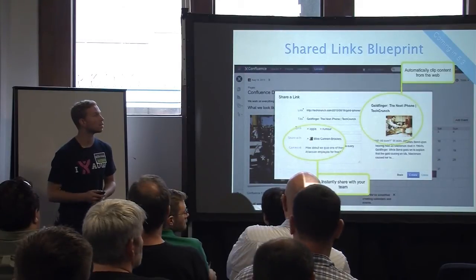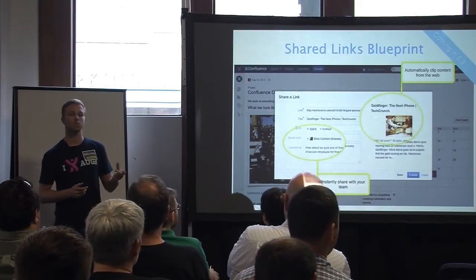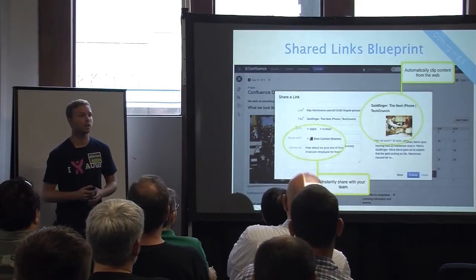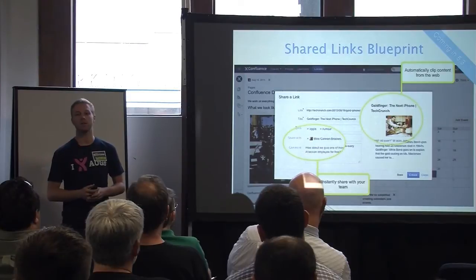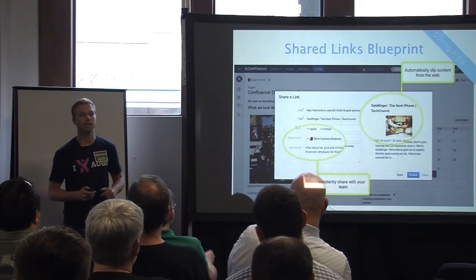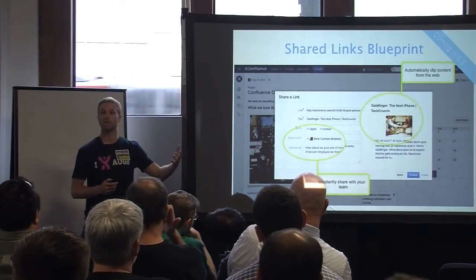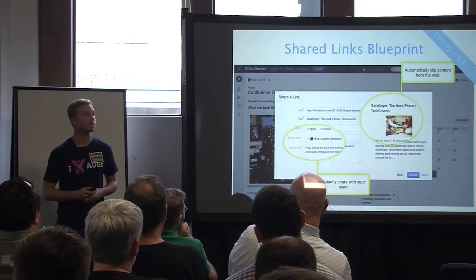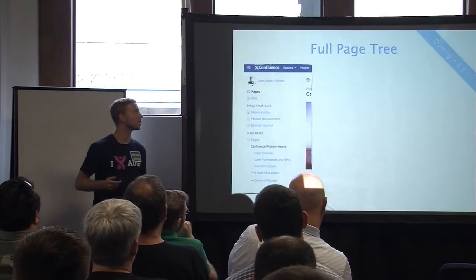So we're really excited about this blueprint, and the nice part about it is there's a bookmarklet to go along with it. If you're on TechCrunch and you find some competitor news, you click the bookmarklet and you can create the page from TechCrunch. You don't have to switch over to Confluence to make that happen. So we're really excited about that.